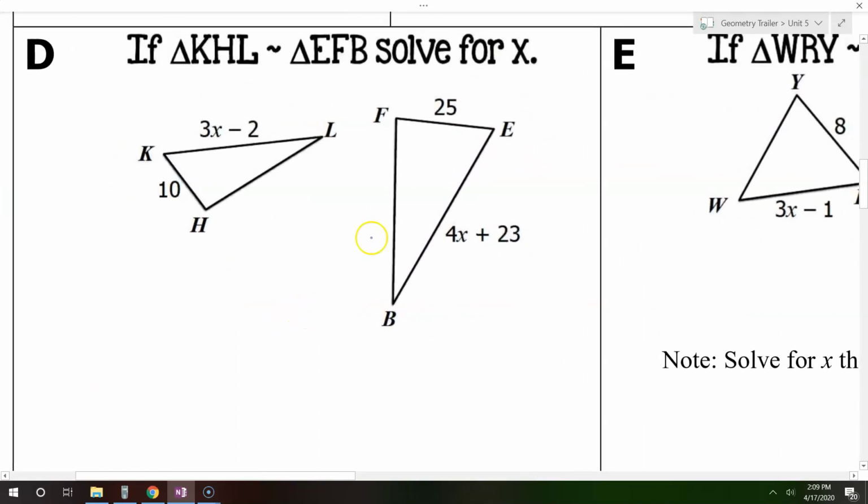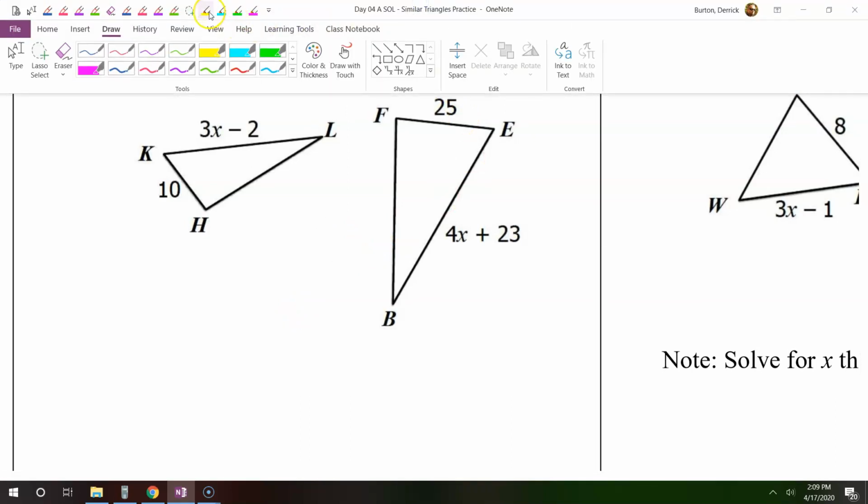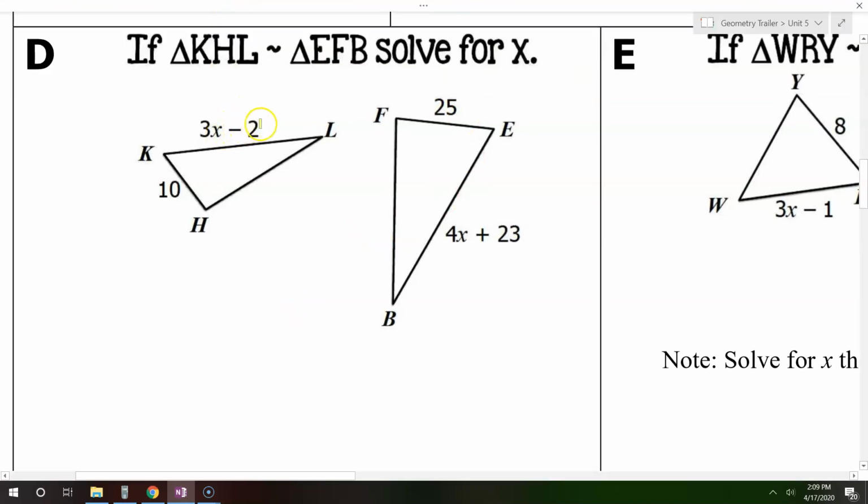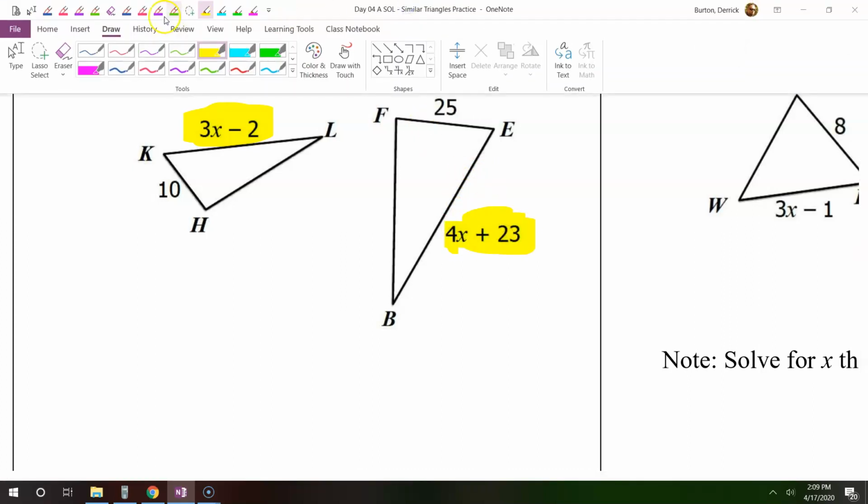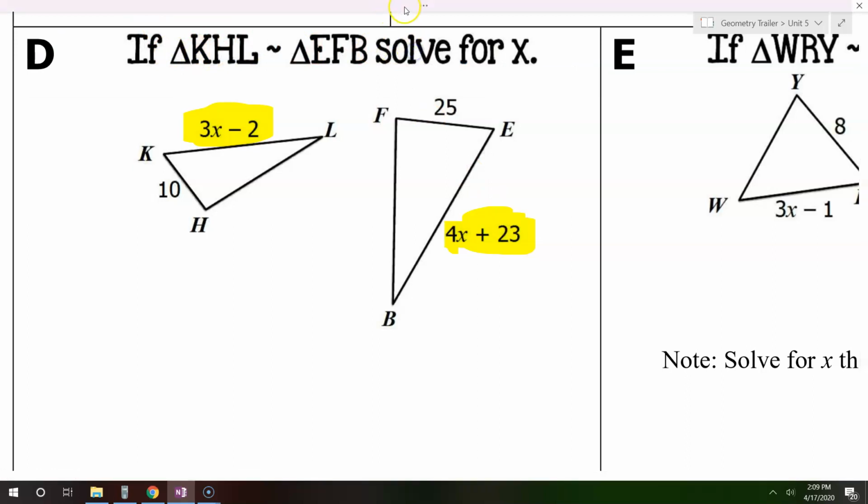All right, so again, the first step is to match up the corresponding sides. So I see we have 3x minus 2, that's KL. KL is the beginning and the end, so that's going to correspond with EB. EB is right here. Now 10, that's KH, first 2. That'll correspond with EF, that's right here.